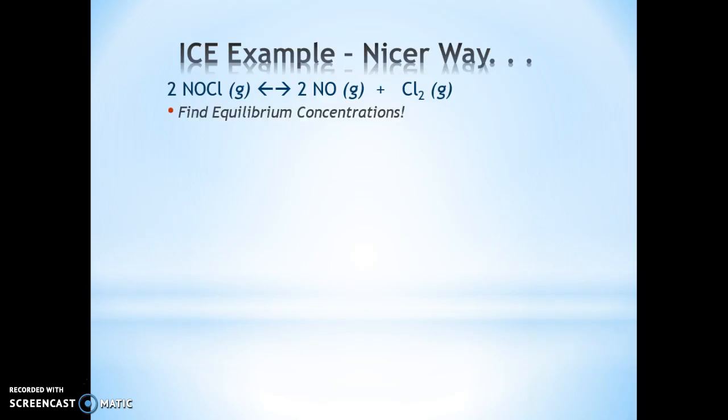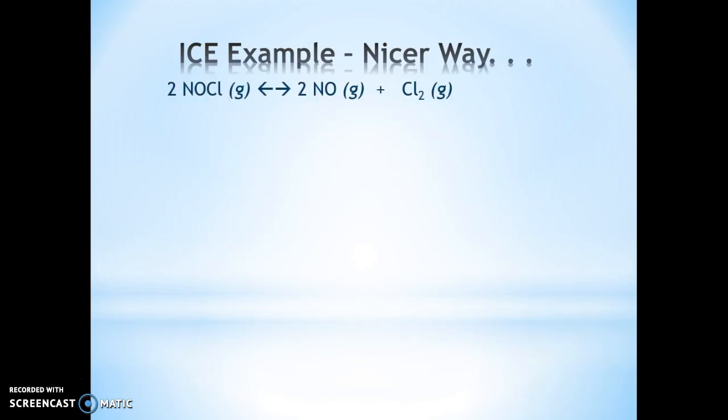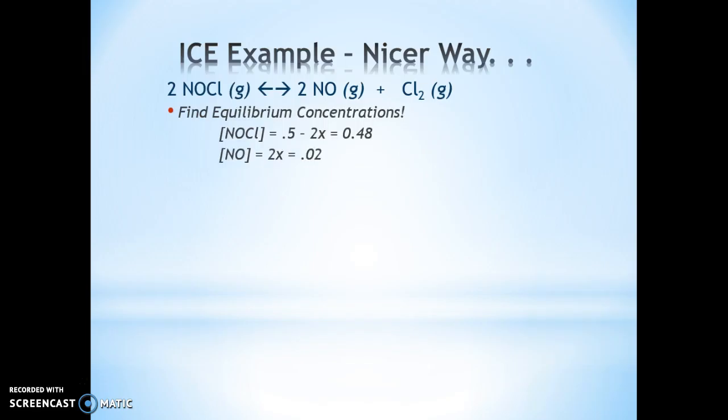We've got to find the equilibrium concentrations. Remember, we subtracted 2x from 0.5. So what do we get? 0.5 minus 2x gives me 0.48 because of the tininess of that. Okay, so let me go back for just a second. 1.0 times 10 to the negative second is 0.01. 0.01 times 2 is 0.02. 0.5 minus 0.02 gives me 0.48. Okay, so what did I gain? I gained 0.02 in NO and 0.01 in Cl2.